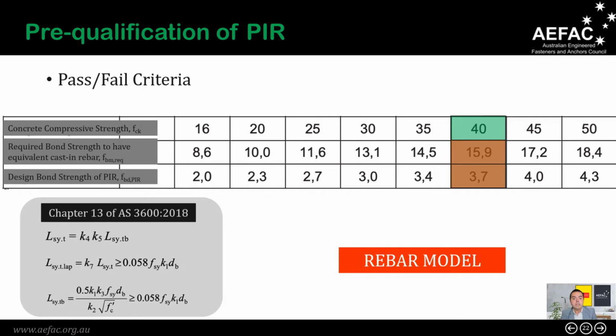To design the anchors with this principle, we use chapter 13 of AS 3600. Once we prove that the post-installed rebar system works at least similar to or better than the cast-in system, we use the design principle of cast-in rebar, which is given in chapter 13 of AS 3600 2018. In this presentation, I am referring to this design model as the rebar design model.